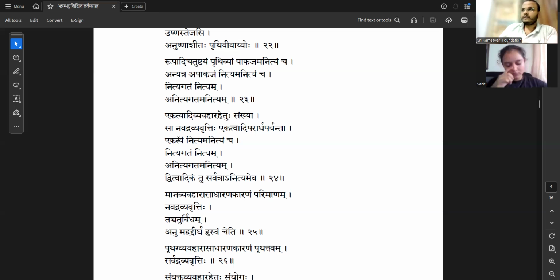Another thing is, the number 1 is default. Whatever entity is being born or exists, the number 1 is inherent in it. So Nityagatam Nityam, Anityagatam Anityam is only confined to Ekatvam. Dvitvadikam tu sarvatra anityameva. So the number 2, from 2 until Parārdha, all the numbers are Anitya.